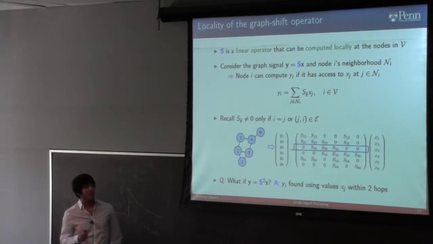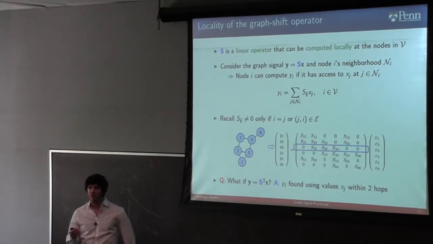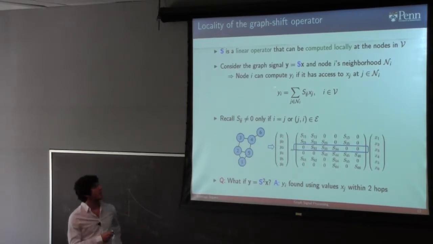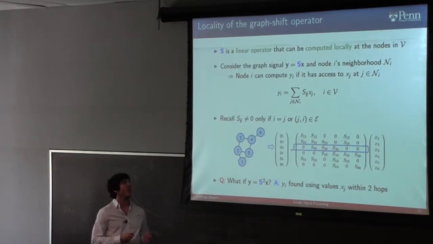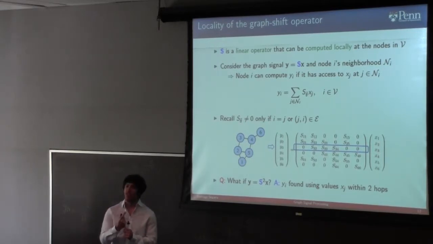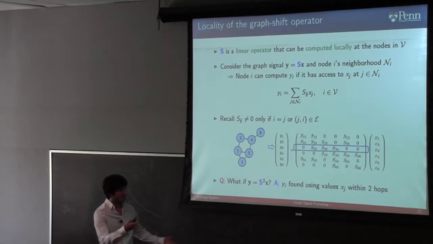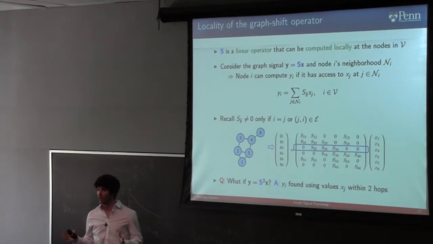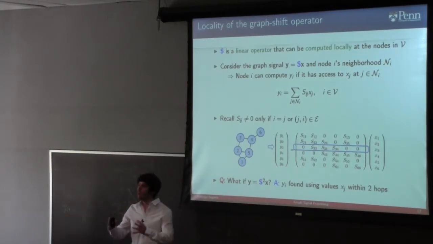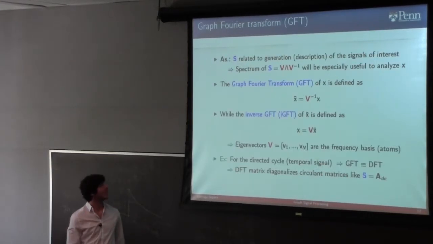So S is a linear operator. Why? Because it's a matrix, of course it's linear, and it can be computed locally. Why can it be computed locally? Because say that you have y, which is S times x, and you want to compute the ith element of y. Then you only need to know the ith element of x and the elements of x in the one-hop neighborhood of node i. For example, if you want to compute here y3, of course that's this row times this column, and the elements that do not correspond to the one-hop neighborhood will have zeros, so you don't care what the values of x1, x5, and x6 are, because they are farther away than the one-hop neighborhood from 3. So in that sense, it is local. What if you want to compute S squared x? Well, then you need information in your two-hop neighborhood, and so on and so forth.